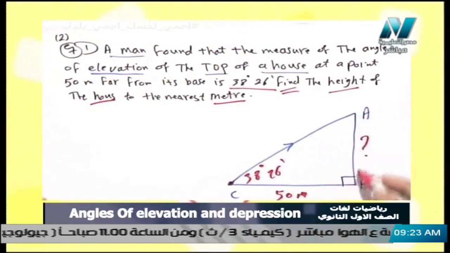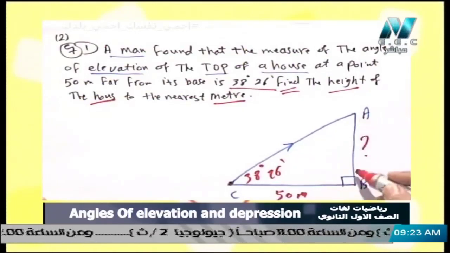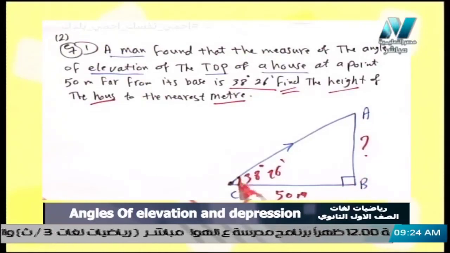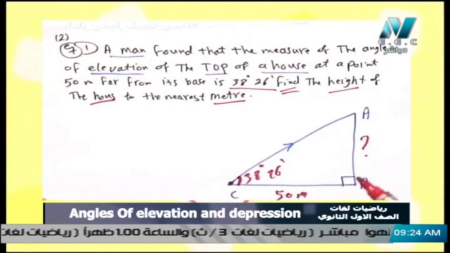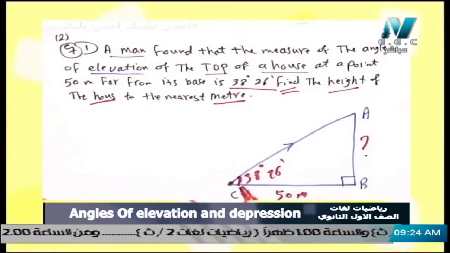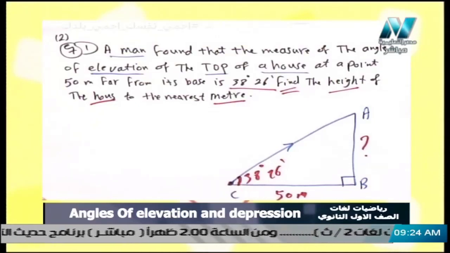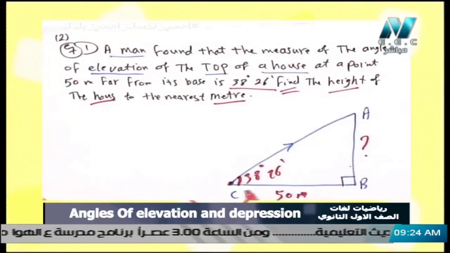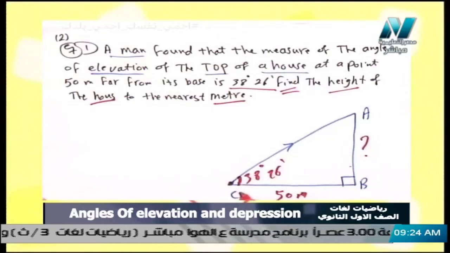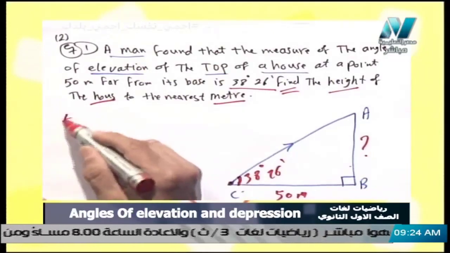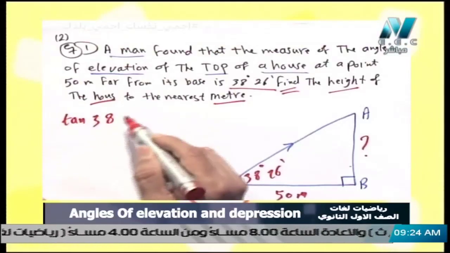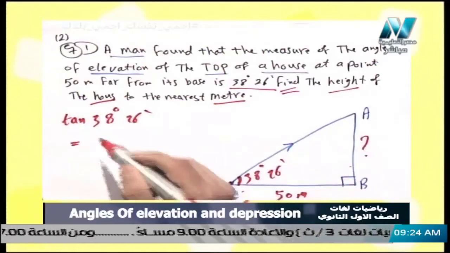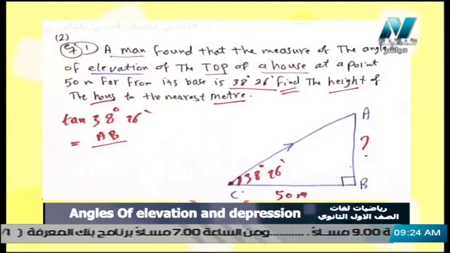To find the height of the house, we will deal with this angle, this side and this side. This angle here is 38 degrees 26 minutes. We will ask ourselves, will we use sine, cosine, or tan? For this angle, we have the opposite, which we need, and the adjacent, which we have. Opposite and adjacent, so we will use tan. So tan 38 degrees 26 minutes equals opposite, which is AB, over adjacent, which is 50.